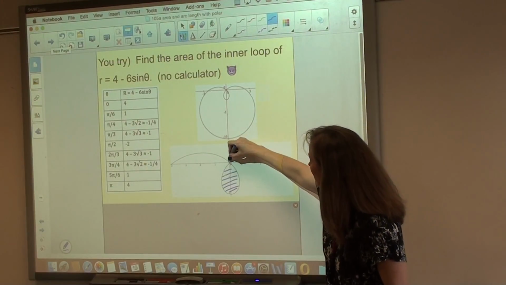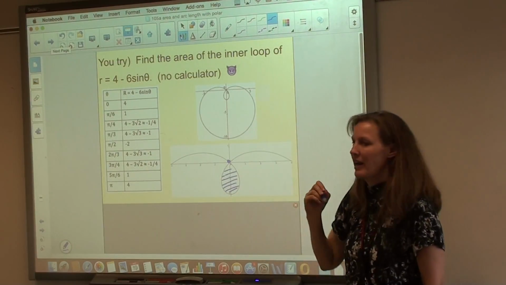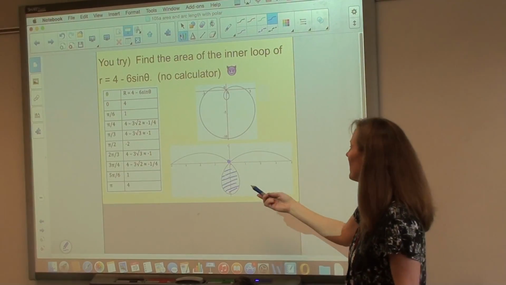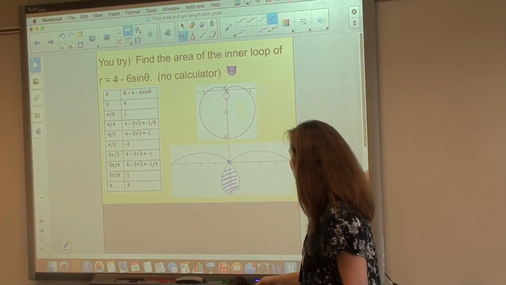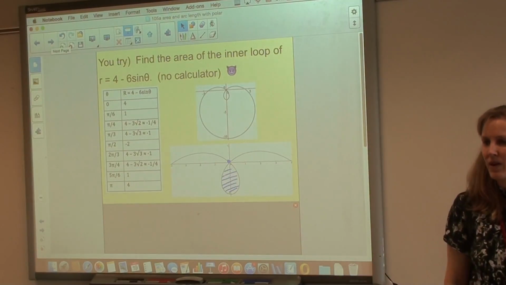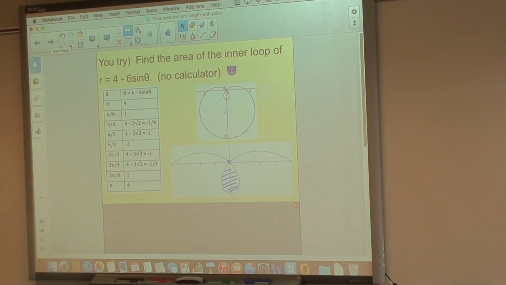Notice, what is the radius for the beginning and ending of this region? It's 0, right? So you should be able to just set your r equal to 0 to find your starting and ending angles. Go ahead and do that. Take a second. Find the starting and ending angles by setting that radius equal to 0.